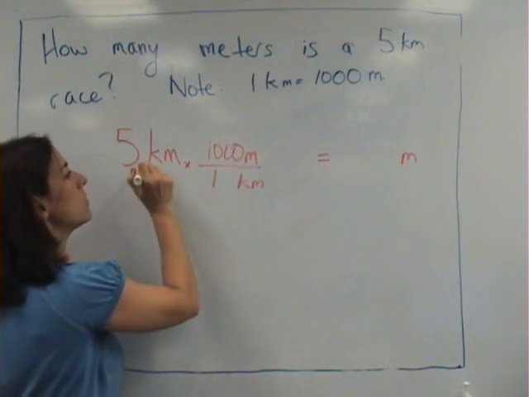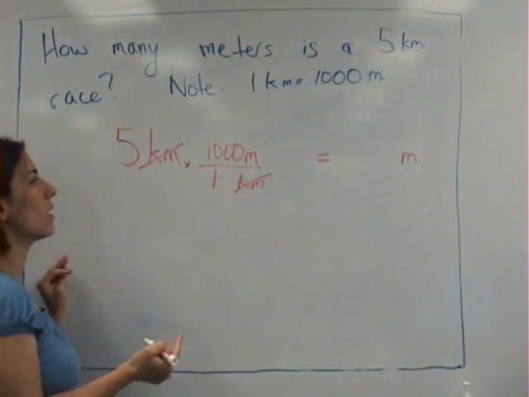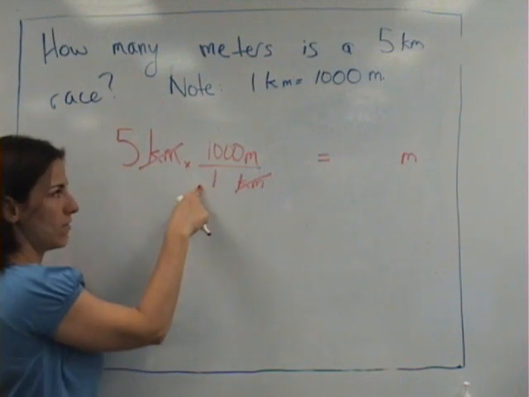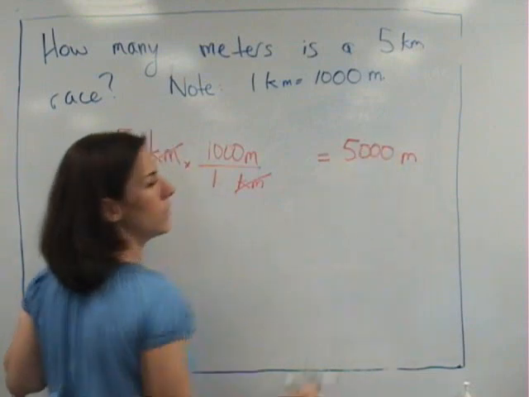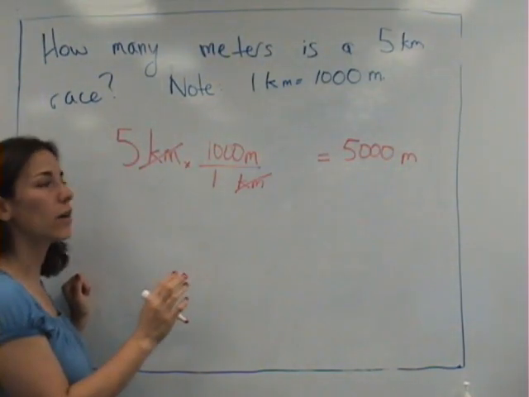Looks a little scary, but notice the kilometers cancel. And I'm left with meters, which is what I was hoping for. The only thing I have to do now is do 5 times 1,000 divided by 1, and that gets me my answer in meters.